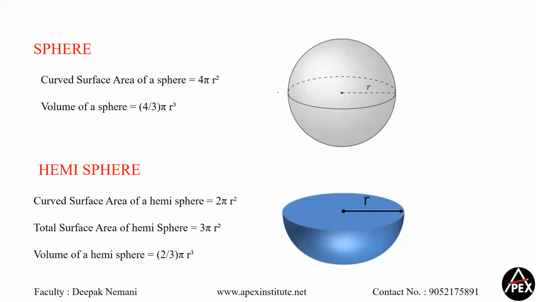Okay, so you will be having only two parameters for a sphere. There will not be any total surface area. There will be only one surface area for a sphere, and that will be the curved surface area, and it is given by 4 pi r square, where r is the radius of the sphere. And volume will be 4 by 3 pi r cube. You need to remember this.